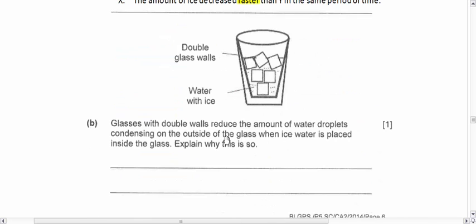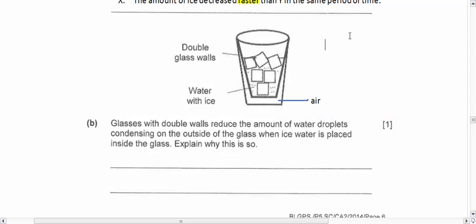Now part B, glasses with double walls, okay, reduce the amount of water droplets condensing on the outside, okay, when ice water is placed inside the glass. So explain why this is so. Now basically you need to understand what the double wall is. This double wall is what they call insulated cups. Okay, so what this double wall has over here is actually, what do you think? Yeah, it's air. Okay, so these double walls have air, and you need to recall something.